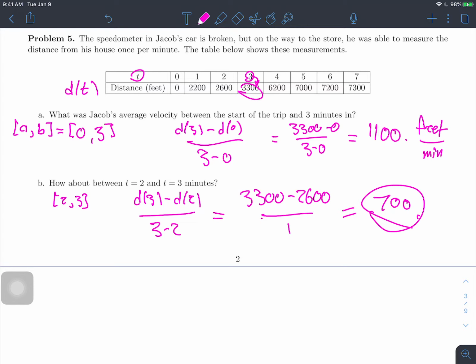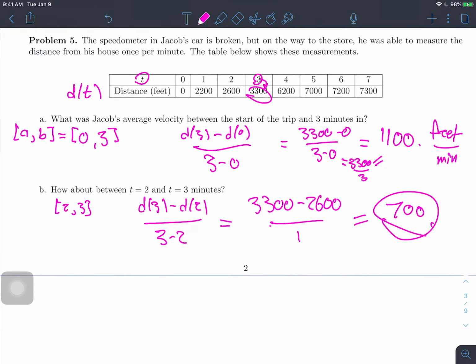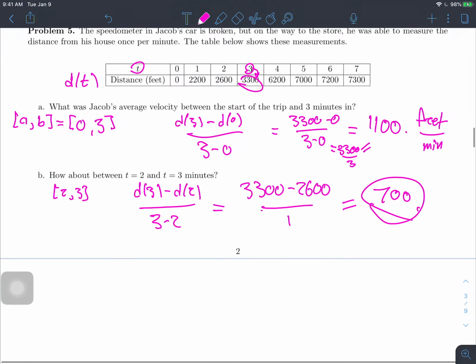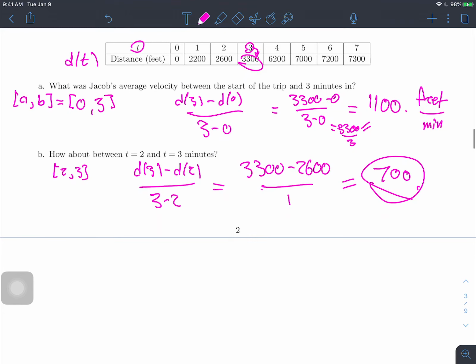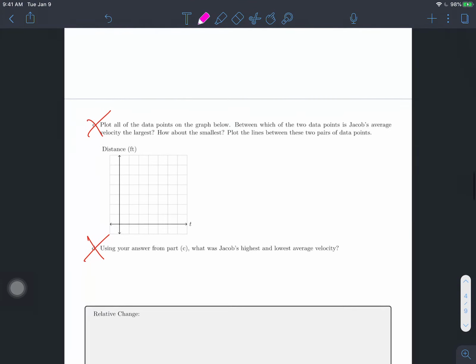How do you get 1,100 feet per minute? I divided 3,300 by 3. Okay. Yeah, so I just simplified a little bit. This is equal to 3,300 divided by 3. And I divided those things, and that's 1,100. Okay, thank you. Yep. Thank you for asking. Any other questions? Okay, move on. Got to keep an eye on my time here.